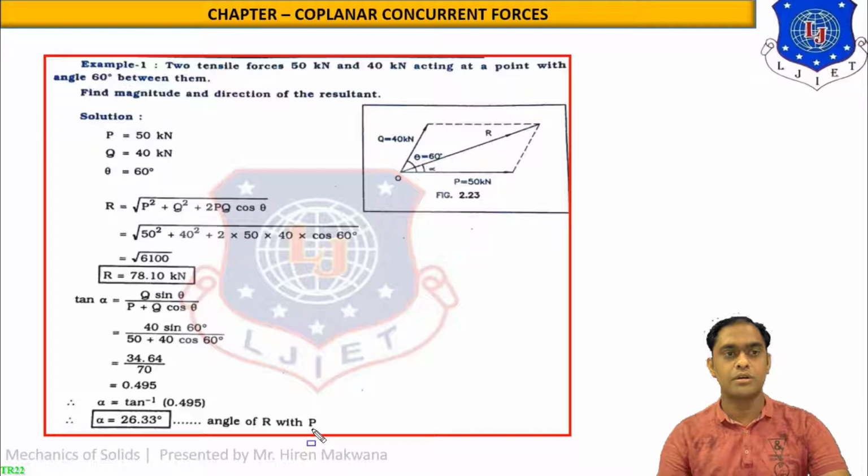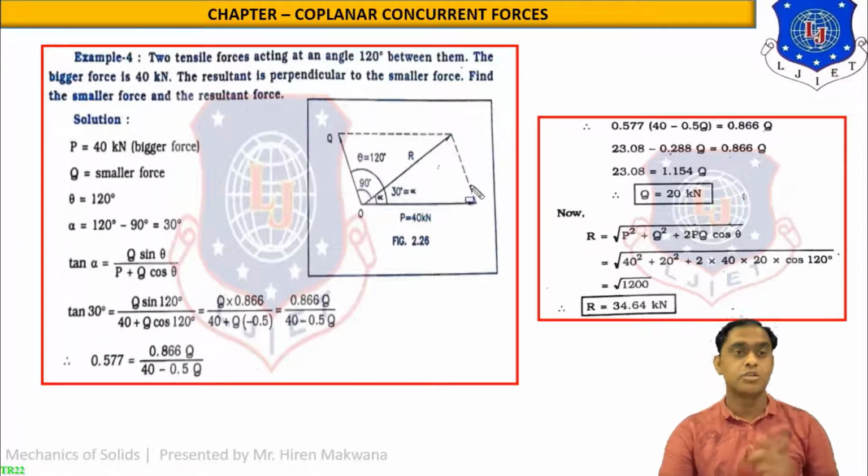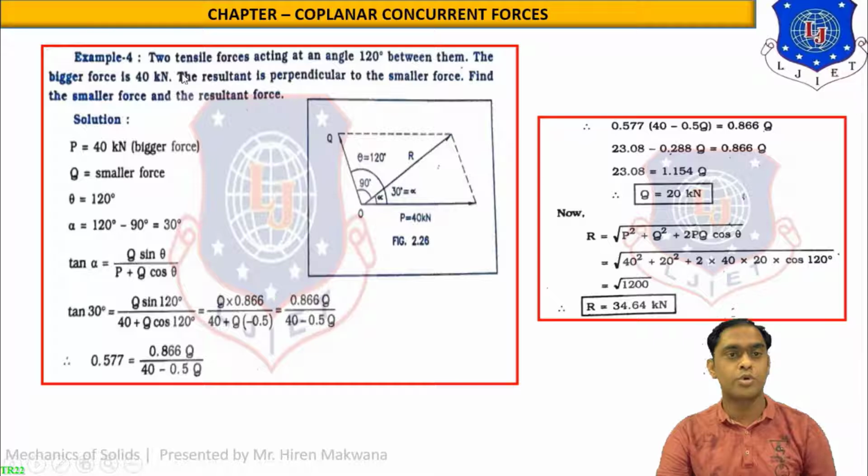Example number next, which is example number 4 as per the Atul publication book. Remember this thing. So now let us see example number 4. Two tensile forces acting at an angle of 120 degree.